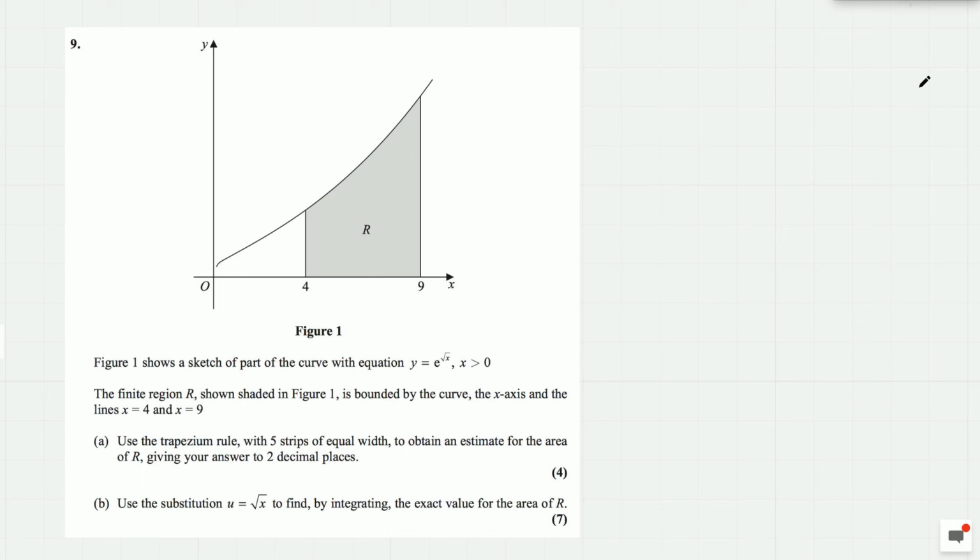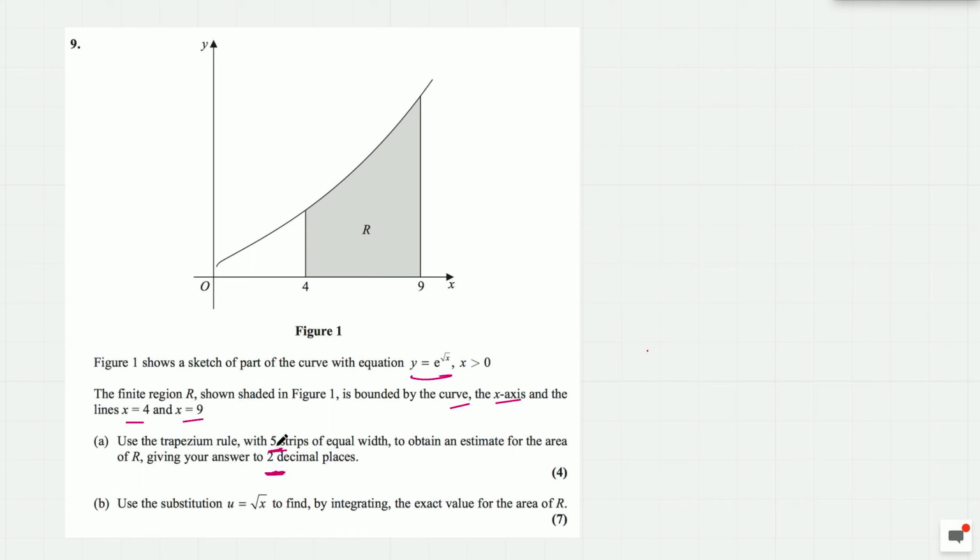Figure 1 shows a sketch of part of the curve with equation y equals e raised to the root of x, where x is greater than 0. The finite region R shown shaded in figure 1 is bounded by the curve, the x-axis, and the lines x equals 4 and x equals 9. Use the trapezium rule with 5 strips of equal width to obtain an estimate for the area of R, giving your answer to 2 decimal places.